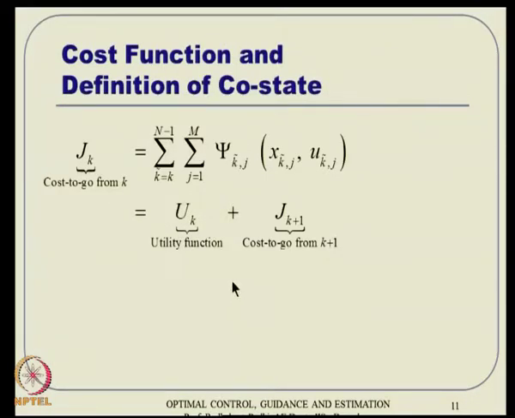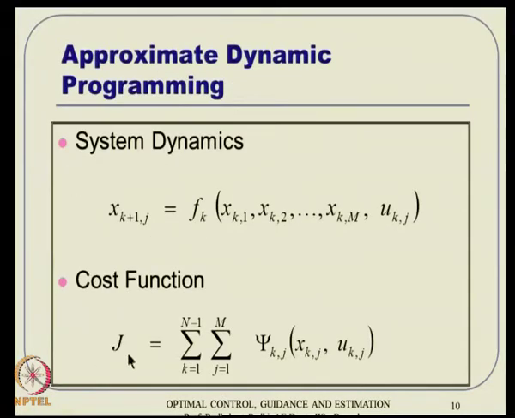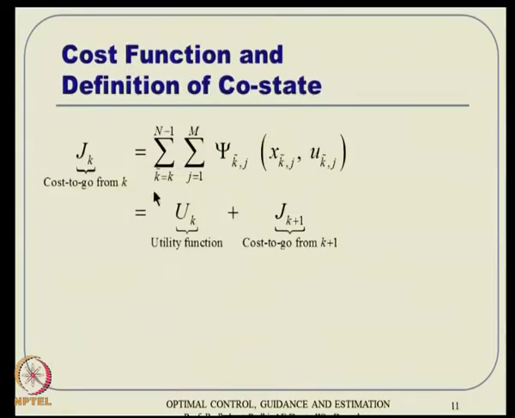Now, going to the same idea of approximate dynamic programming, J k, where k tilde starts from k to N minus 1, is the cost to go from time k. It can be split into two parts. First is the utility function at time t k, and then J k plus 1, that is the cost to go from k plus 1. It is like dynamic programming sort of ideas.